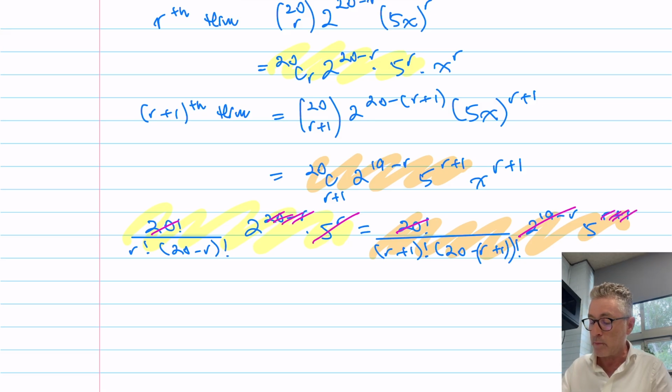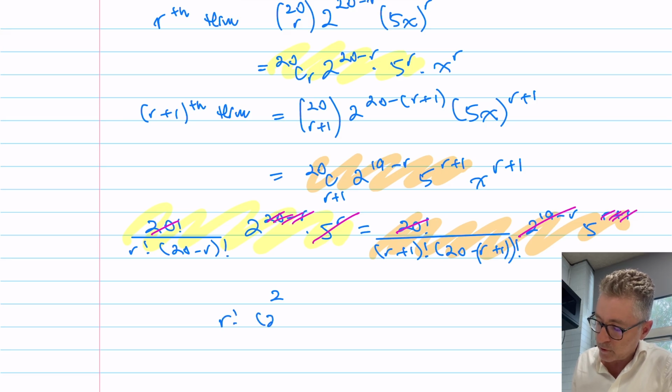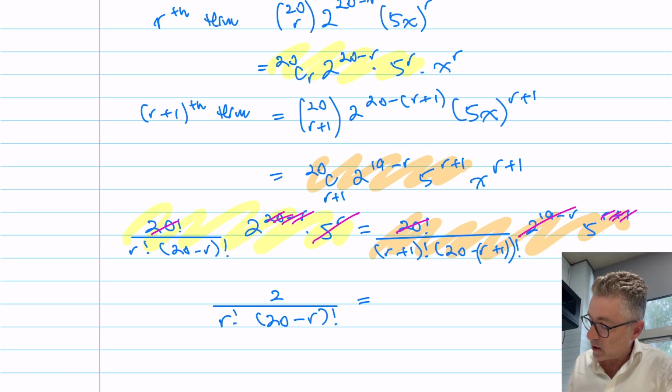Now, I'm going to do another step in here because in the solution, they just cut to the chase and cancel out their factorials in one step, and it's kind of lovely, but it's a lot. So let's just do one more step. On the top I've now got 2 on the left-hand side, I've got r factorial, and I've got (20-r) factorial. On the right-hand side, I've got 5 on the top, I've got (r+1) factorial, and (19-r) factorial.